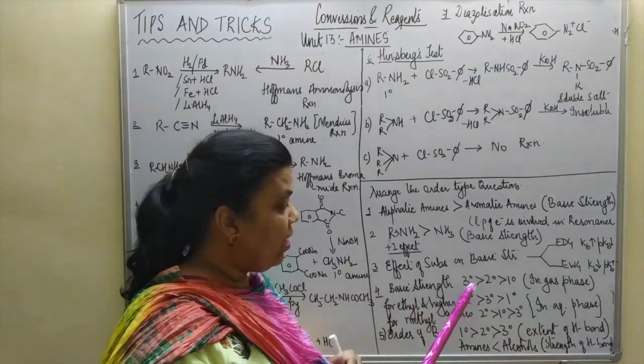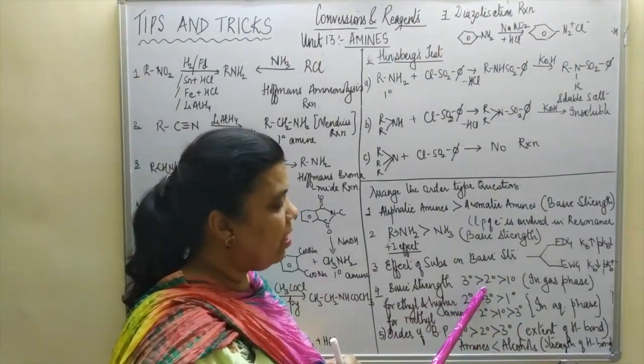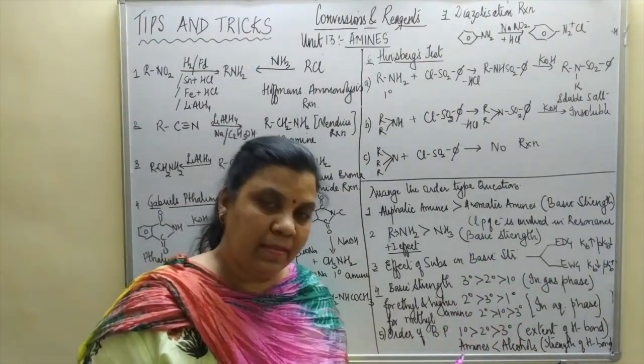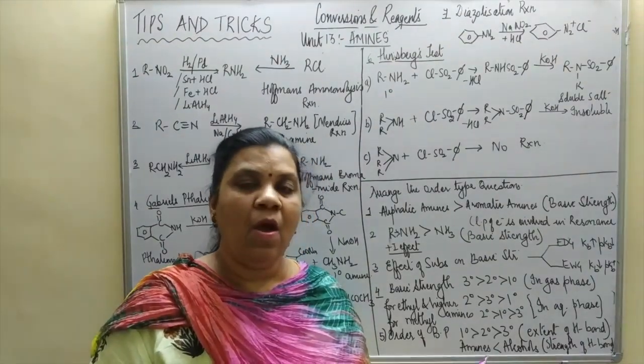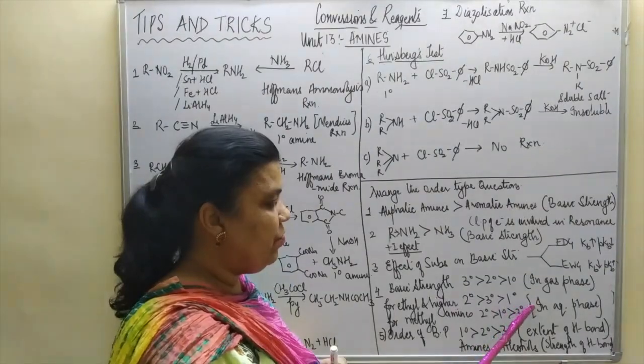So let us see that in gas phase, what is the order of basic strength? 3 degree is more basic than 2 degree than 1 degree in gas phase, which can be explained on the basis of +I or inductive effect of the alkyl group. Now let's see in aqueous phase what is the order.